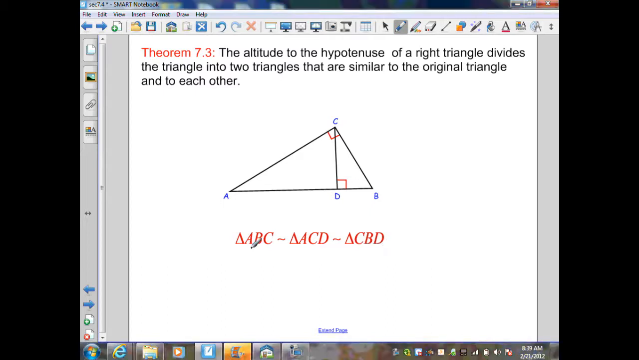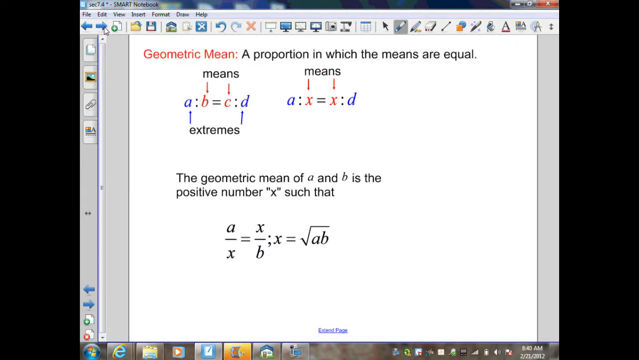Knowing the similarity statements, I can determine the congruent angles in each of the similar triangles and also the ratios of the segments of each set of similar triangles. The altitude to the hypotenuse in a right triangle generates an interesting proportion known as a geometric mean. A geometric mean is a proportion in which the means are equal. Here, I have a ratio A is to B equals C is to D. In other words, B and C are my means, A and D are my extremes.